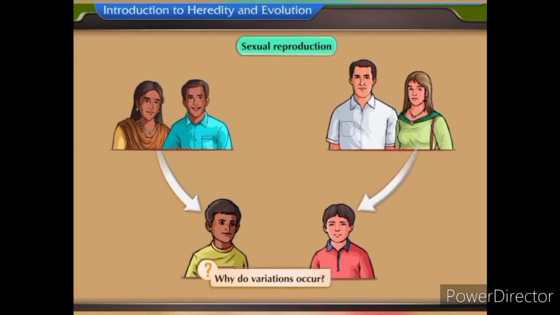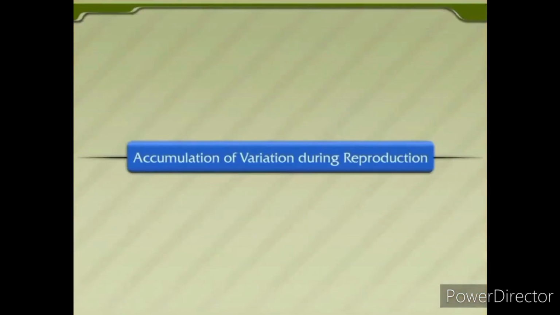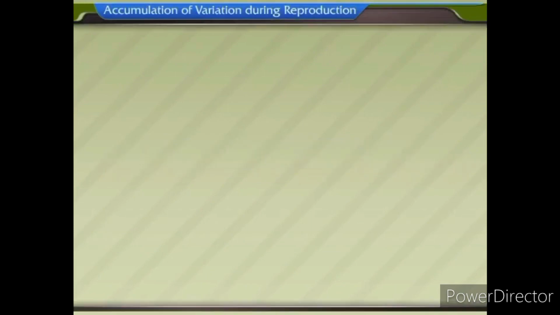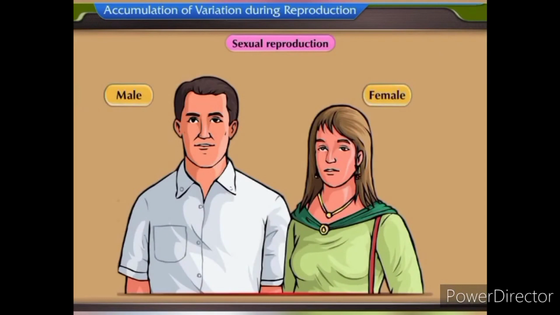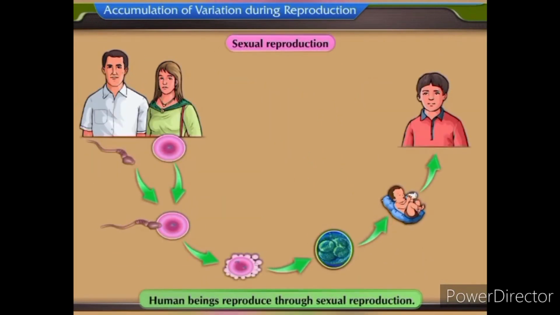Why do these variations occur? Let us understand this further. Accumulation of variation during reproduction. In case of humans, the sexes are separate. Human beings reproduce through sexual reproduction.